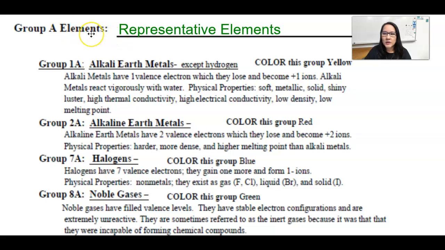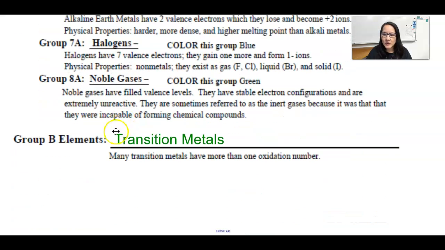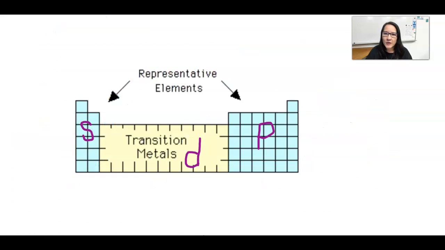So there are two different sections of the periodic table. There's the group A, which are known as the representative elements, and then there's group B, which are known as the transition metals. The representative elements are going to be the S and the P blocks, the 8 tall columns, and then the transition metal section is the D block.